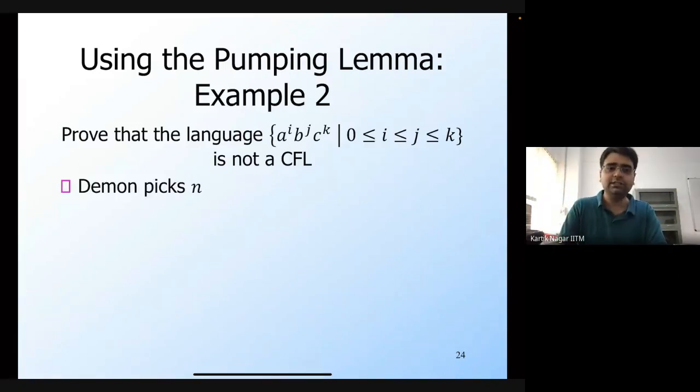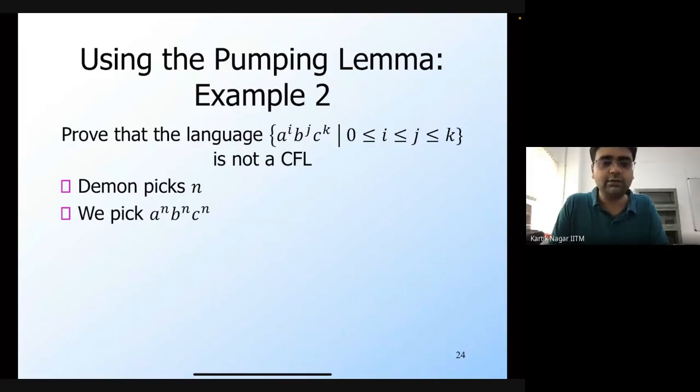So let's do this. Let's say that the daemon picks some n. I'm going to pick the string a^n b^n c^n. This string is clearly in the language, because i is clearly less than or equal to j is less than or equal to k. Its length is also greater than or equal to n. So we are fine here.